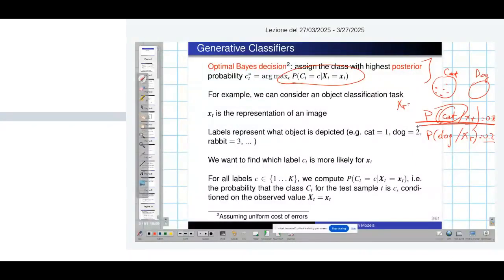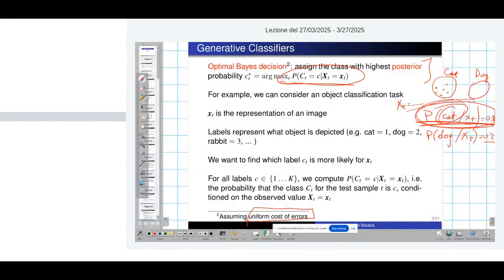Why? Because everything else being equal, there is a higher chance that we are correct if we predict cat. And I said everything else being equal because if other things are not equal, then this is not the optimal answer anymore. But again, this is something we will see around Easter time. So for the moment, it makes sense to say the image is the image of a cat.